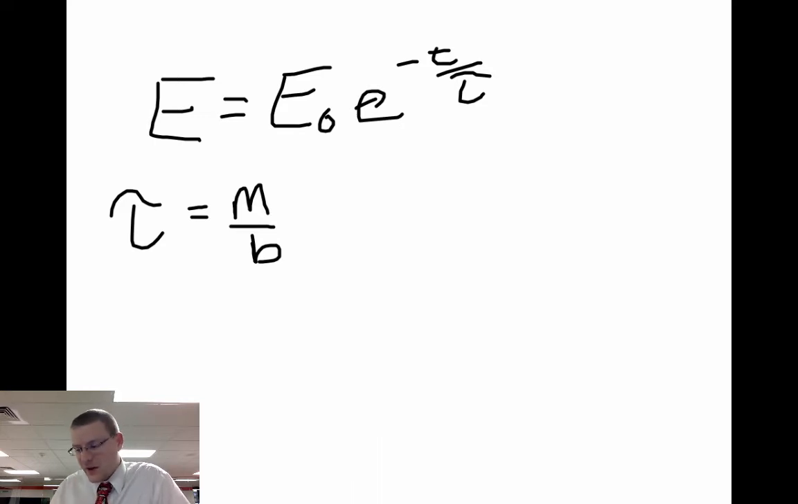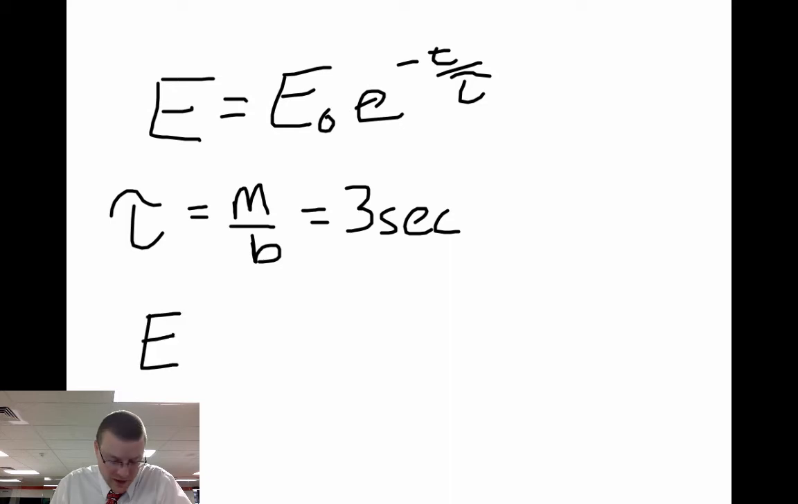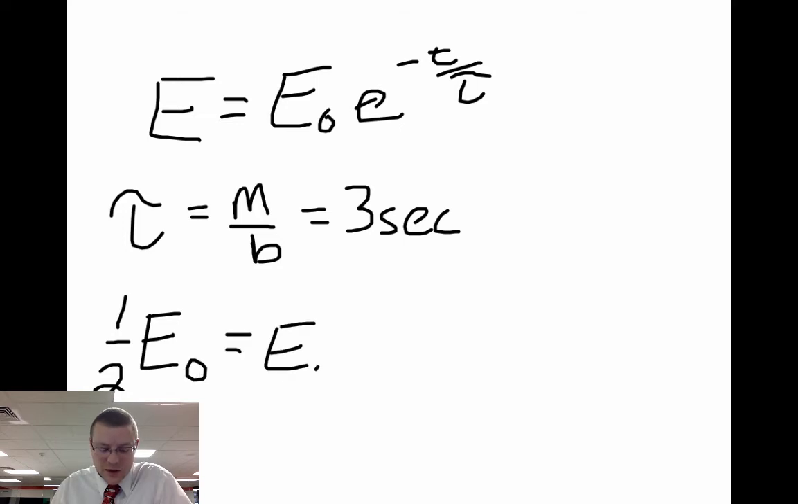So if I do a quick example for you, let's try to show you how we'd want to use this. Let's say our time constant equals 3 seconds. And yes, dividing a mass by the drag coefficient actually gives you time. Let's say I want to know when I've got half of my original energy. So if I want half my original energy, I'll set that equal to energy e to the minus t over tau. In this case, tau is 3 seconds. So I want to solve for time.